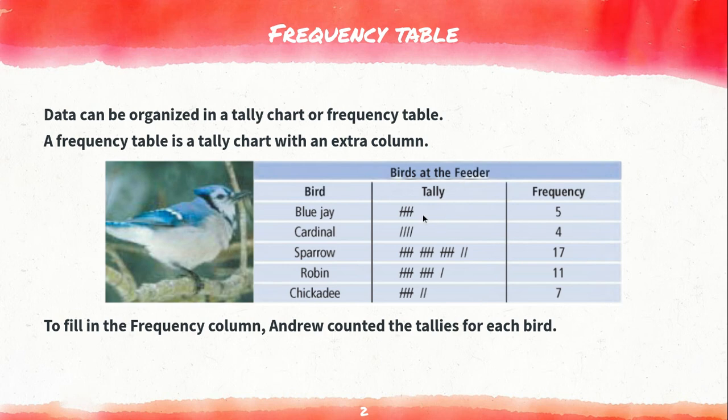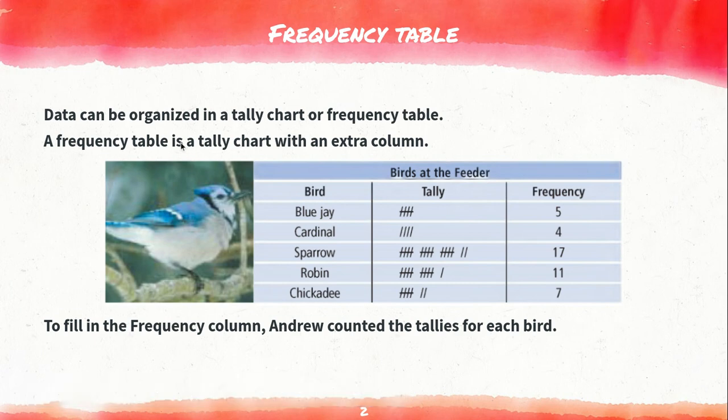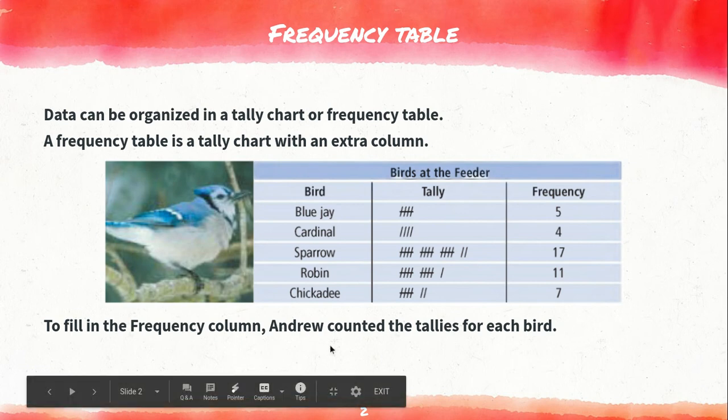A frequency table is a tally chart with an extra column. So if you were doing just a tally chart, you would not have this column here, you would just have these two. In a frequency table, you have this extra column here. To fill in the frequency column, Andrew counted the tallies for each bird.